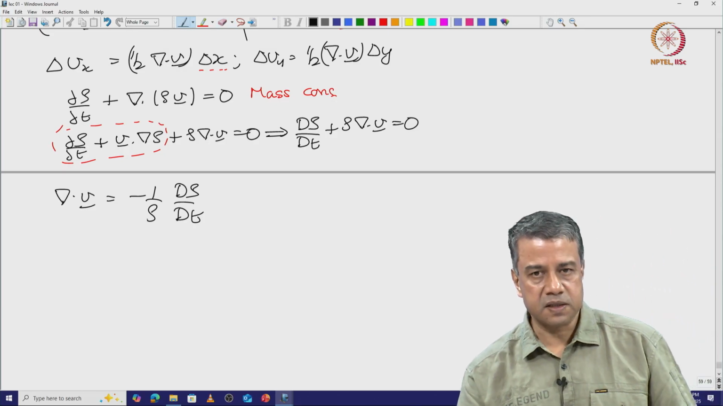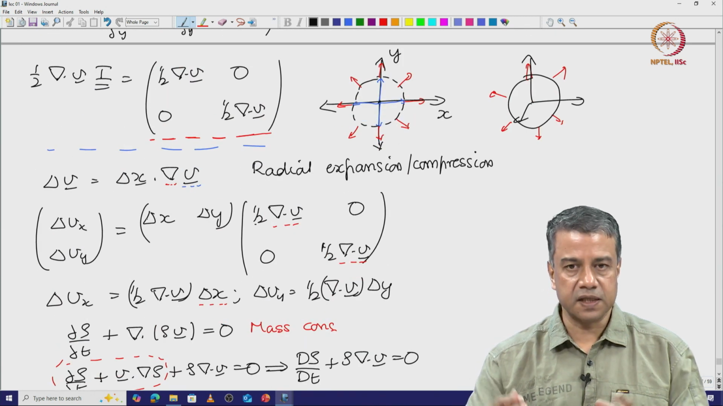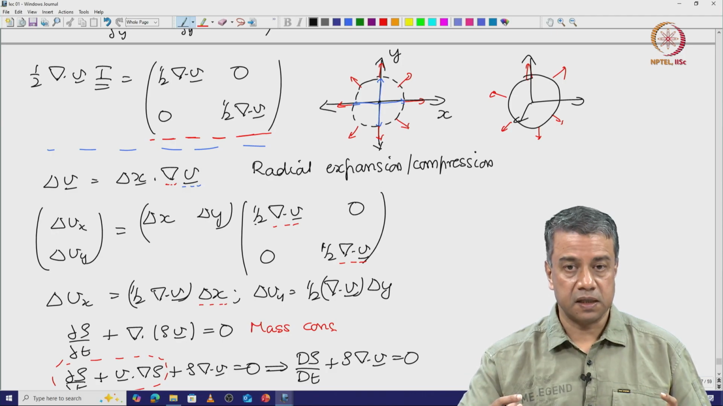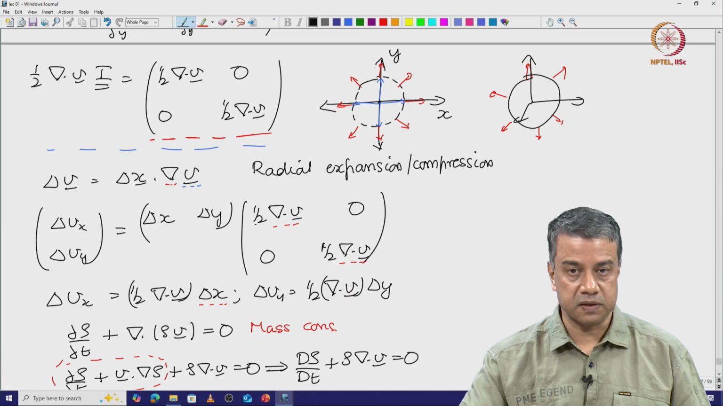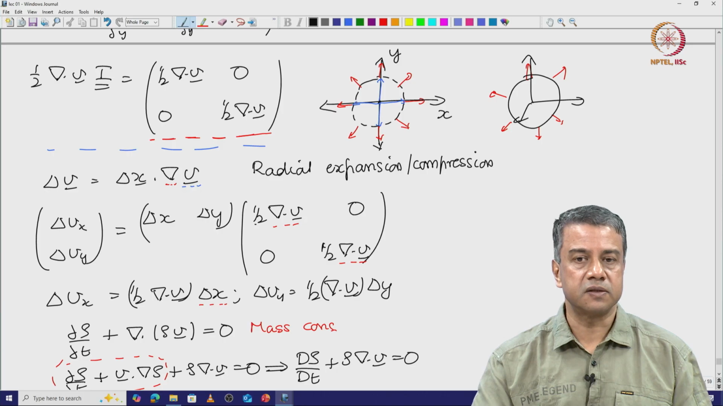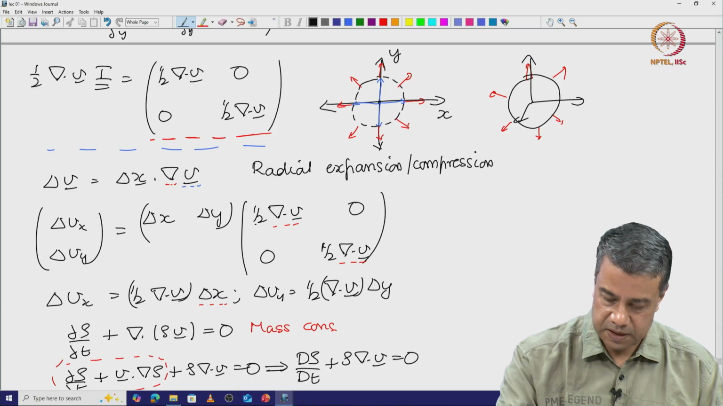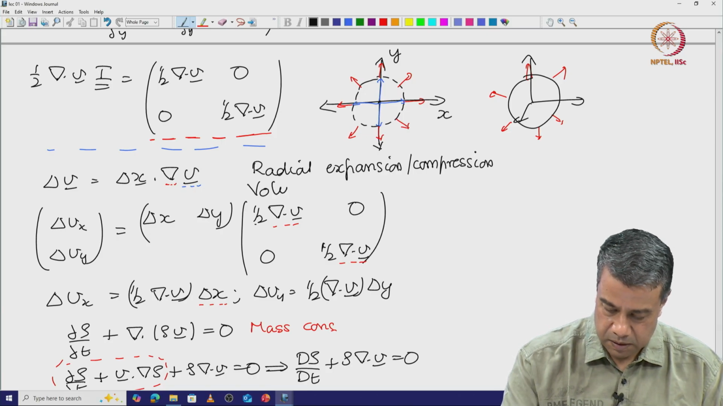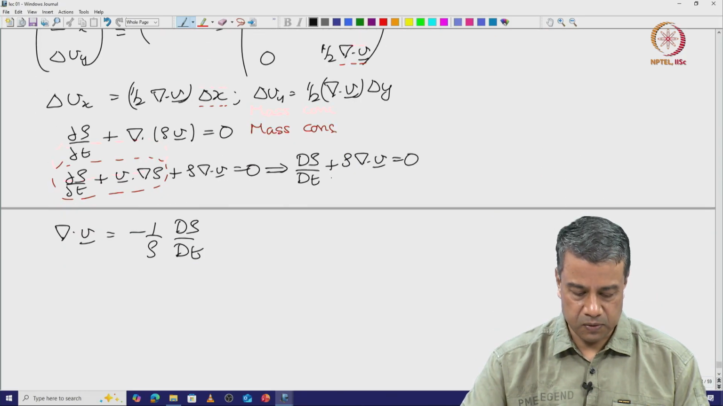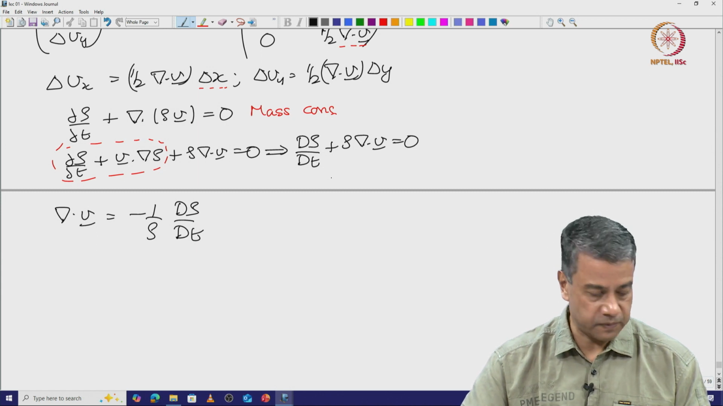Therefore, if the divergence is positive, that means the density is decreasing in the differential volume. Physically, that makes sense. If the divergence is positive, there is volume that is expanding. Therefore, the density has to decrease because the mass is a constant. If the divergence is negative, there is compression. Therefore, the density has to increase because mass is a constant, volume is decreasing. So, this basically represents volumetric compression or expansion, and this is related to the symmetric, the isotropic part of the rate of deformation tensor.